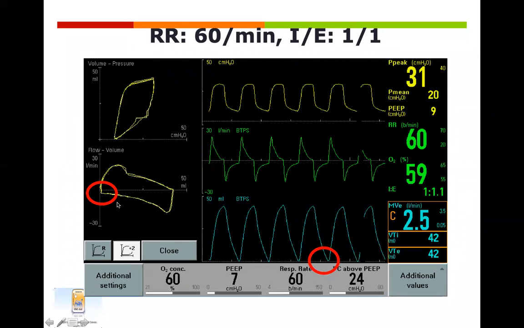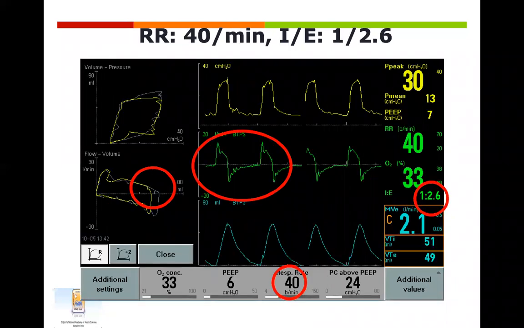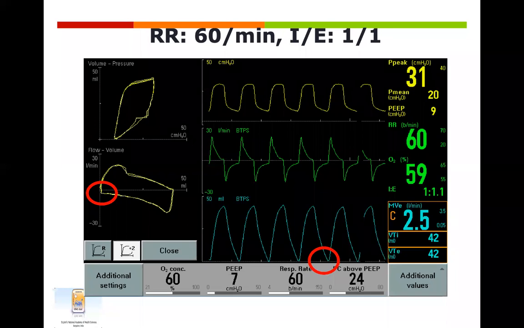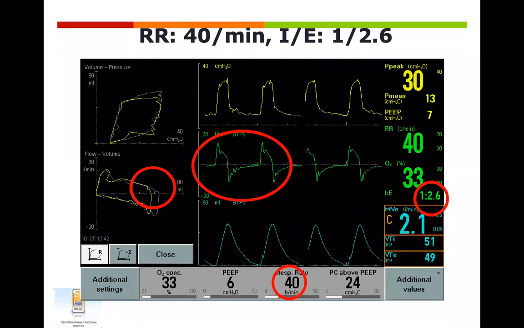So what do you do? You will try to increase your expiratory time. Don't you increase your PEEP when you have air trapping? The air trapping will cause an auto PEEP by itself. Reduce the rate. I would have increased the PEEP. If you increase the PEEP, it will solve a little bit of the problem. Yes, I agree with him.